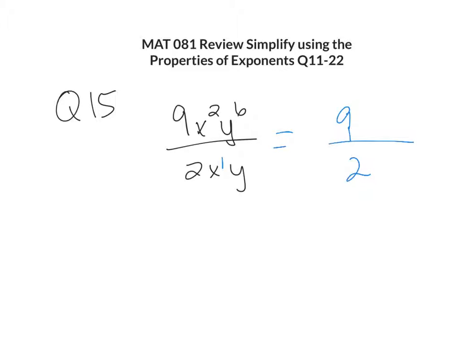Technically this has a power of 1 for each of these because I don't see an exponent. So 2 minus 1 ends up being x, keep it where the bigger one was. And then for y's, we have 6 minus 1 is 5. So we're also going to keep it where the bigger y was. So you end up with 9x y to the 5th over 2.